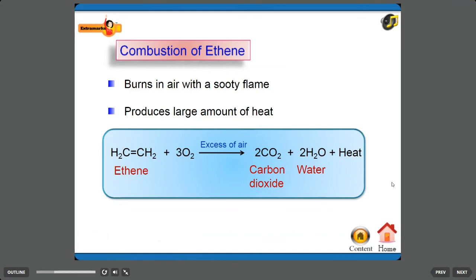The last chemical property of ethene which we will learn is combustion of ethene. Ethene burns in air with a sooty flame, producing large amounts of heat. If the supply of air is in excess, it burns with a pale blue flame to produce carbon dioxide, water, and a large amount of heat.